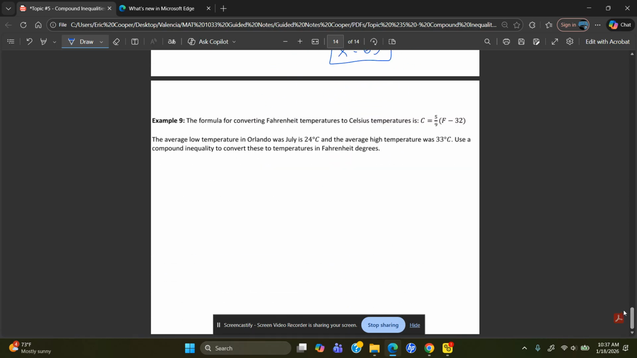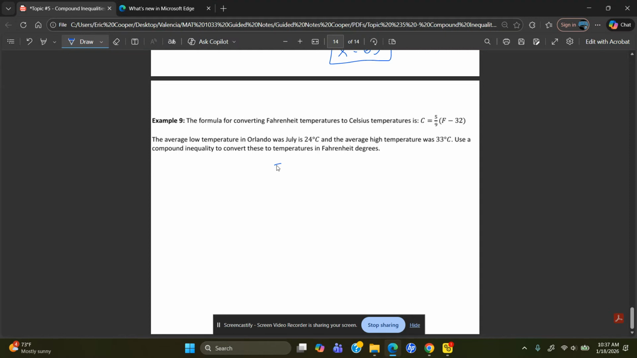Finally, we have the formula for converting Fahrenheit temperatures to Celsius temperatures is C equals 5/9 times F minus 32. The average low temperature in Orlando was 24 degrees in July. The average high temperature was 33 degrees. We're going to use the compound inequality to convert these to temperatures in Fahrenheit degrees.